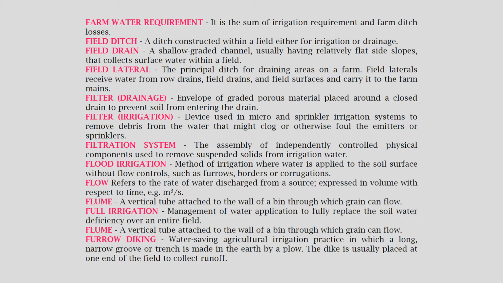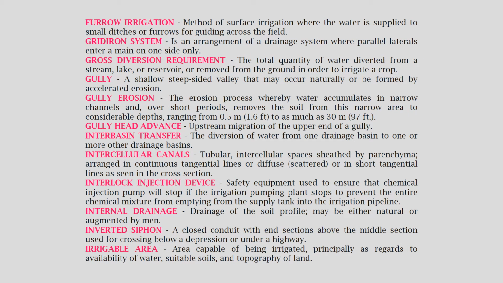Furrow diking. Water-saving agricultural irrigation practice in which a long, narrow groove or trench is made in the earth by a plow. The dike is usually placed at one end of the field to collect runoff. Furrow irrigation. Method of surface irrigation where the water is supplied to small ditches or furrows for guiding across the field. Gridiron system is an arrangement of a drainage system where parallel laterals enter a main on one side only.